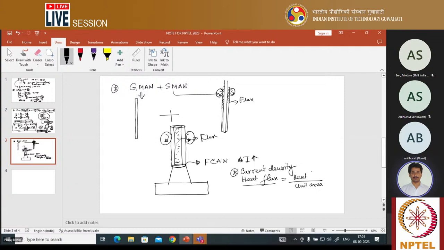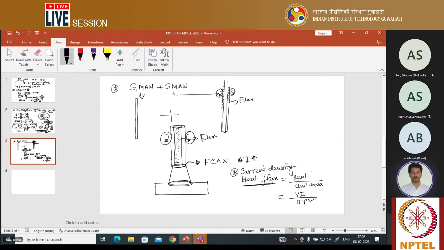So to get the same heat flux, let us consider heat per unit area. What is heat? We know that heat is V into I, divided by area. Area means electrode diameter squared, that is, area is pi R square. So V I by pi R square, this way you can write. Let us consider the weld pool dimension is equal to the diameter of the electrode, because generally the weld pool width also depends on the size of the electrode. Definitely it will be a little bit higher.